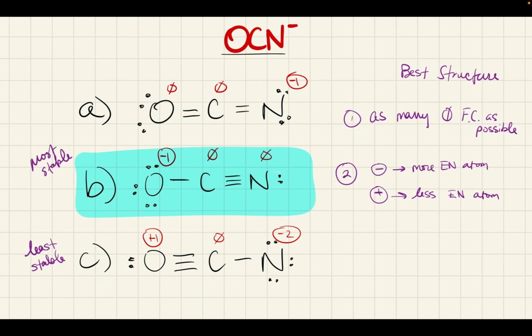If a question on a test asks you to rank them in increasing stability, I would have gone C as the least stable, A as the middle, and B as the best. Wonderful. I hope that clears up how to use formal charge to determine which resonance structure is the best.